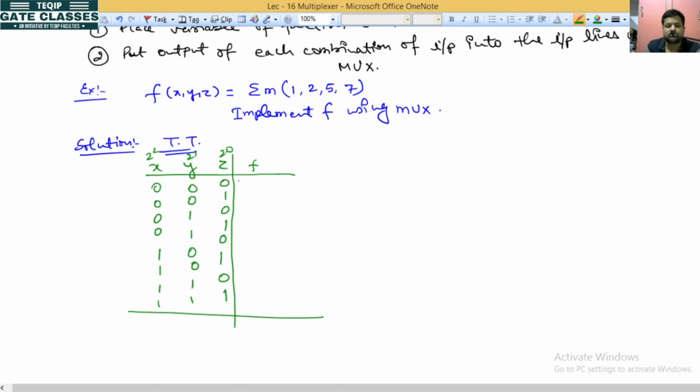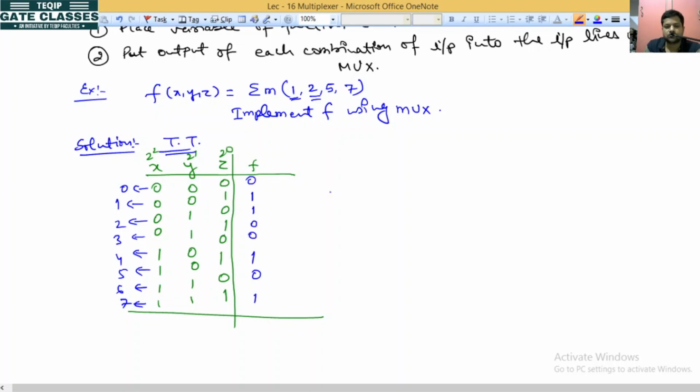Okay, what will be the output? The output will be 1 at minterm 1, 2, 5 and 7, because these are the decimal equivalents of 0 1 2 3 4 5 6 7. So 1 is 1, 2 is 1, 5 is 1, and 7 is 1, and the rest will be 0.